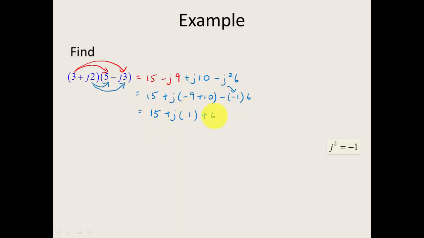Now this 15 and this 6 are real parts, so let's add them together. 15 plus 6 is 21.